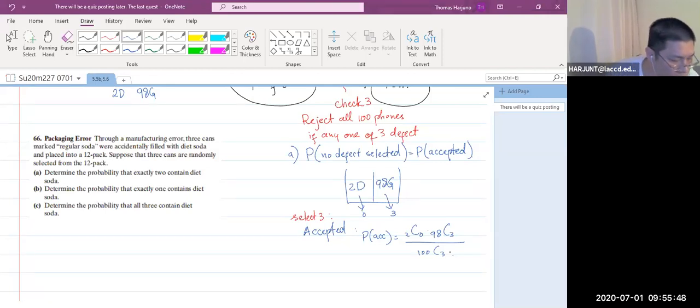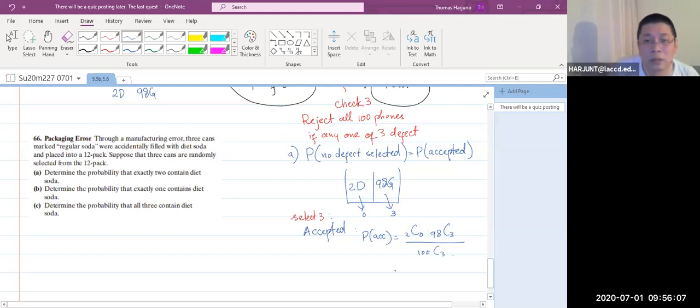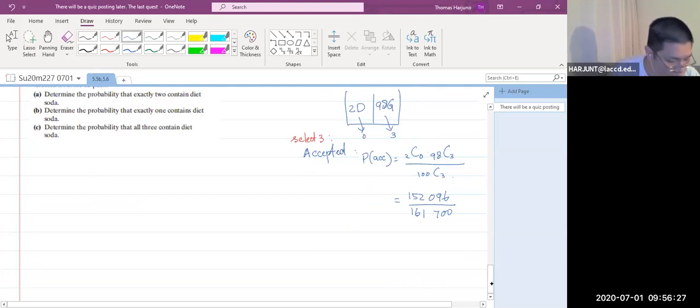Okay, you can just use your calculator to compute this. I use my calculator. 98 choose 3 is 152,096, over 100 choose 3, that's 161,700. So 152,096 divided by that answer is 0.94061. It's approximately 94% probability that the whole batch will get accepted.